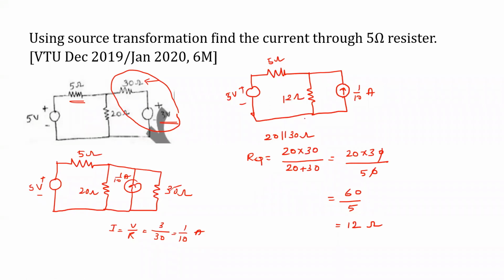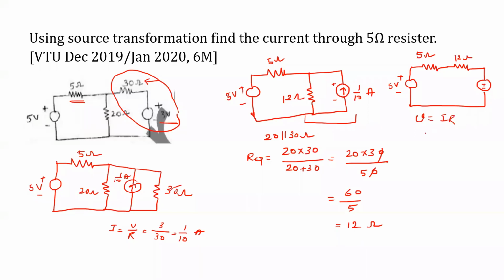Next is again to convert the current source in parallel with resistance into a voltage source in series with the resistance. It is 12 ohm. We can see the polarities. So if it is a direction where it should be positive and negative, the same thing should be written here. Then what could be the value of this voltage source using Ohm's law? I into R. I is 1 by 10, R is 12. That is equal to 6 by 5 volt. All right.